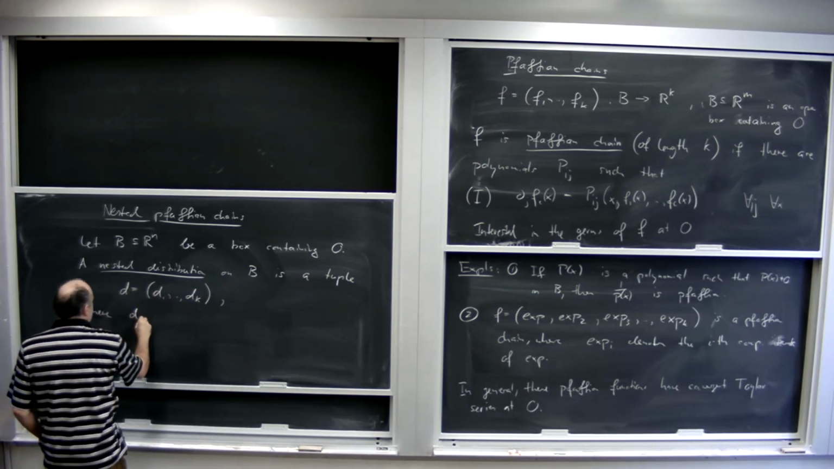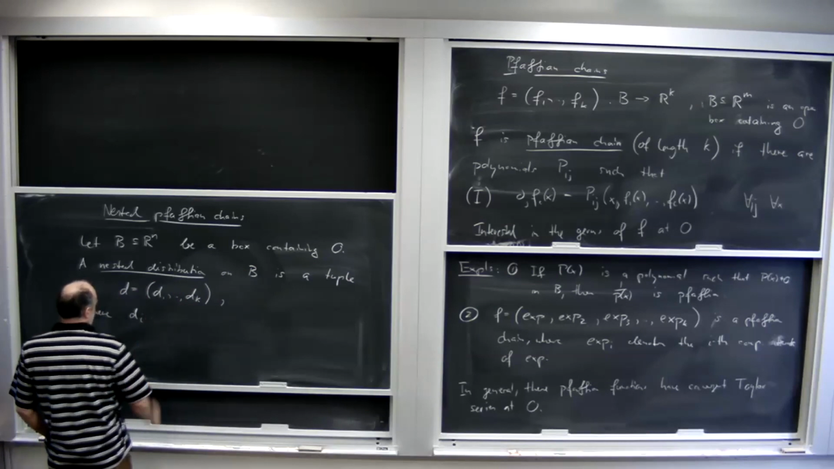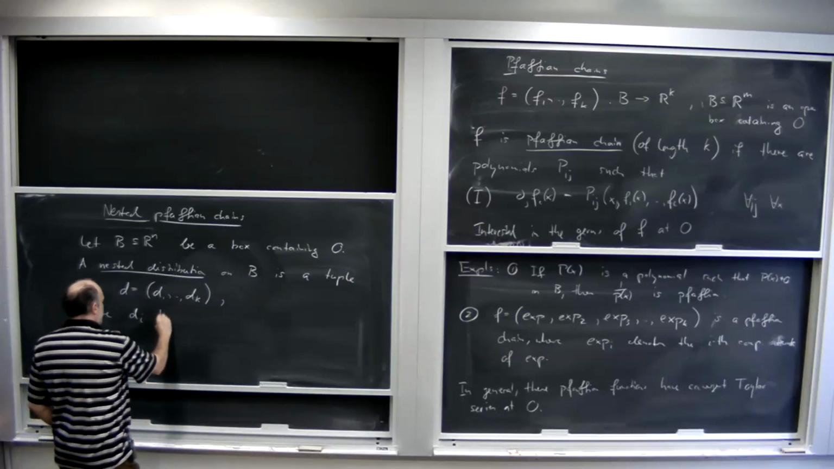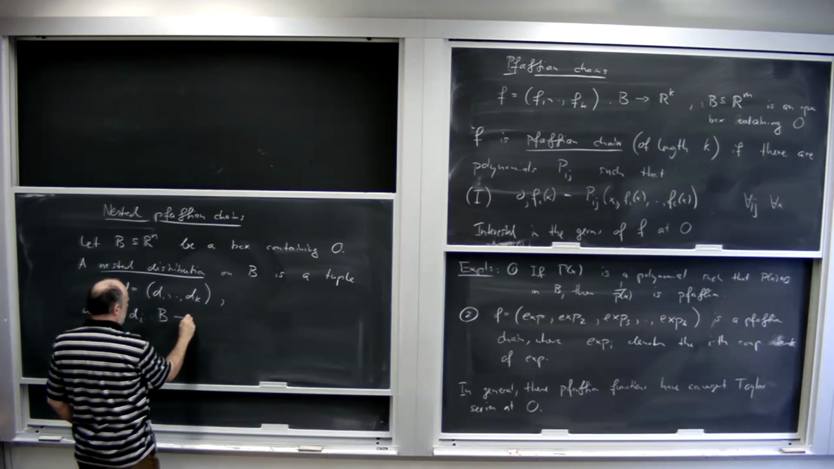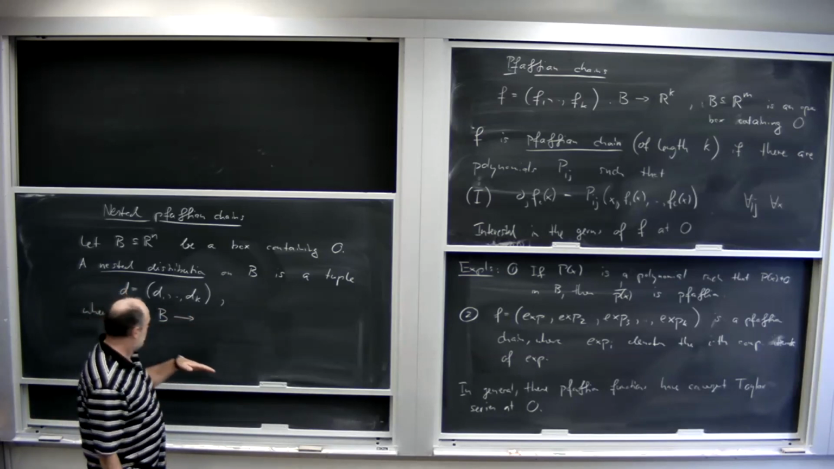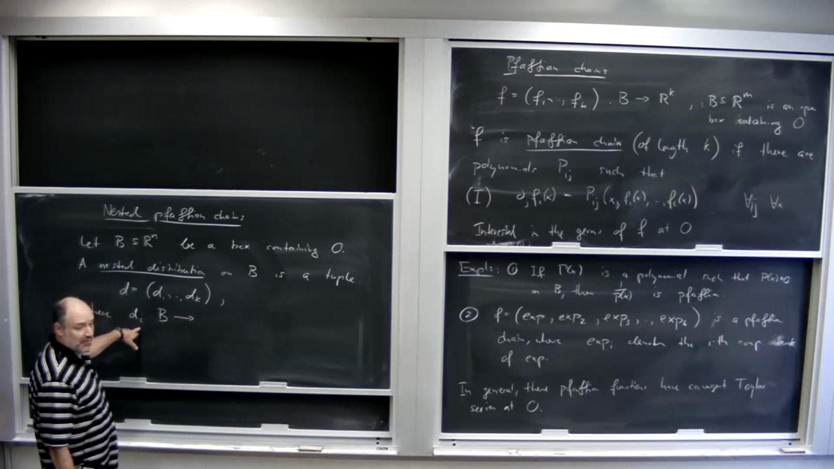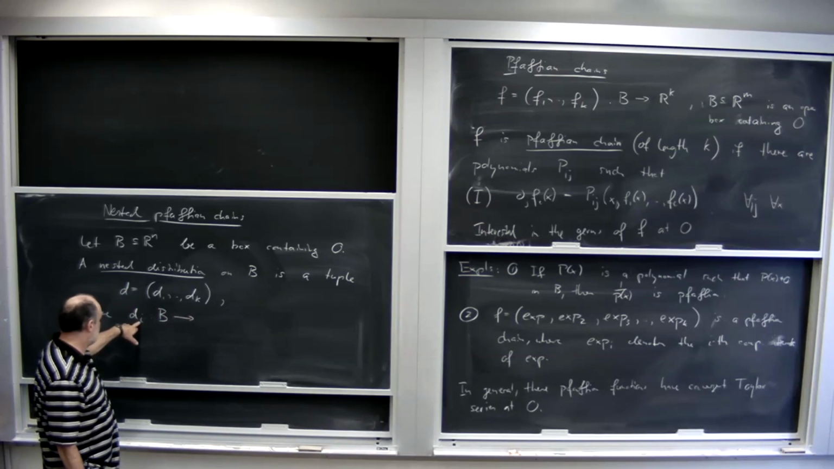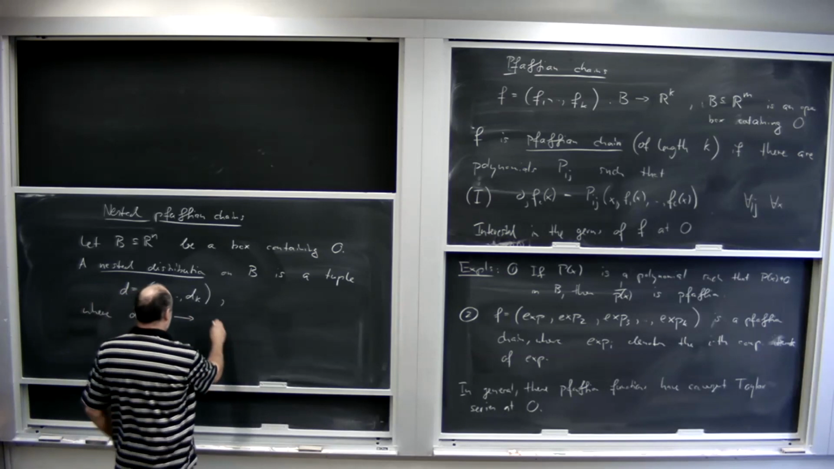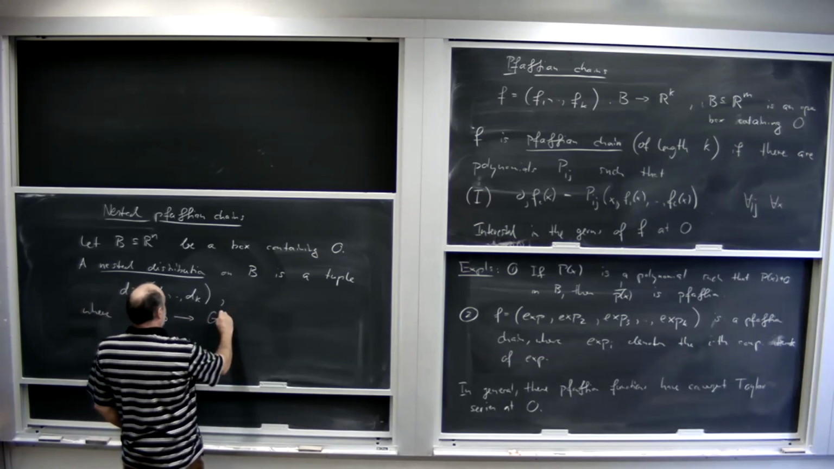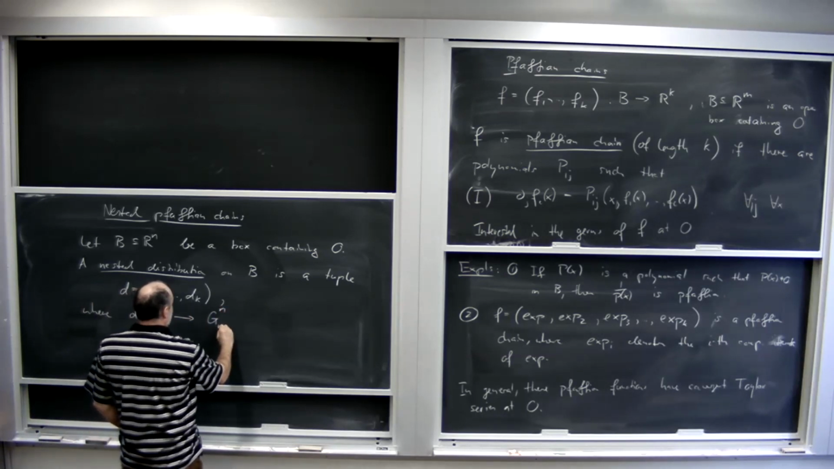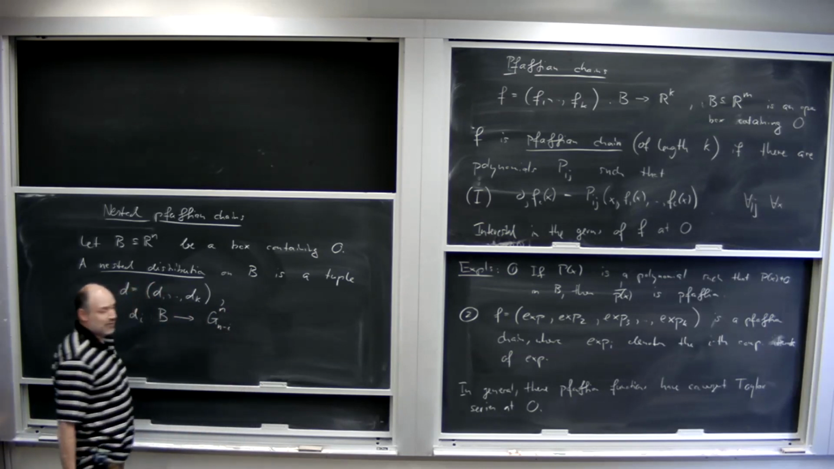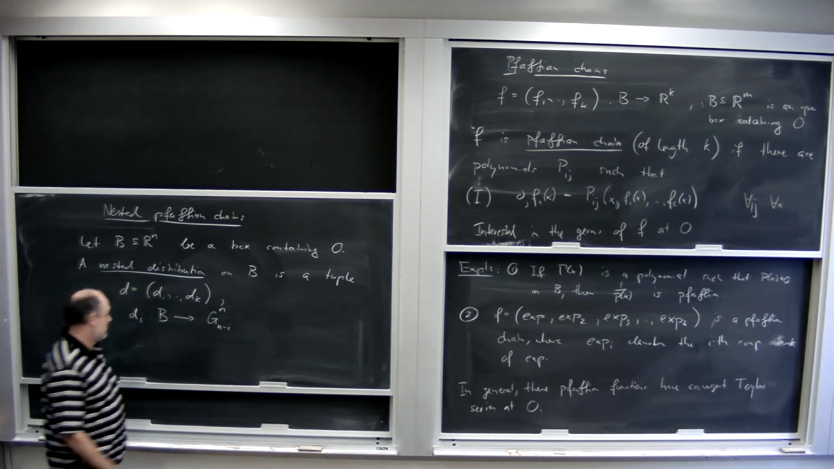Where each Di is a map from the box, which assigns to every point a vector subspace of Rn of dimension n minus i. So in other words, the values are going to be in the Grassmannian of n minus i dimensional vector subspaces of Rn.